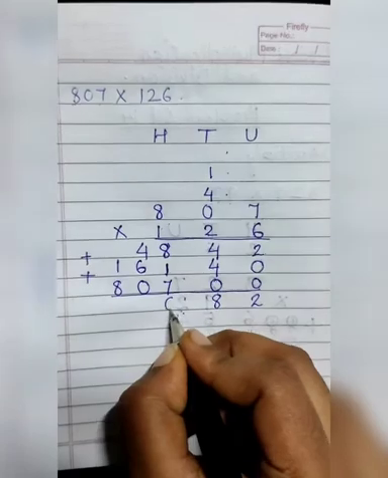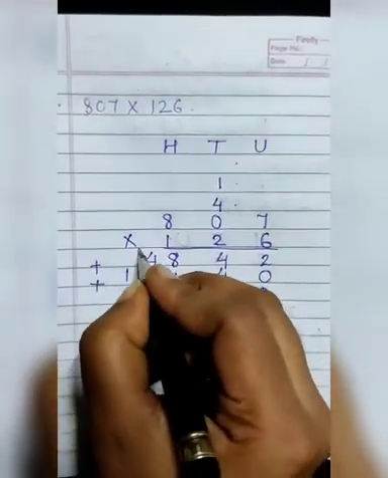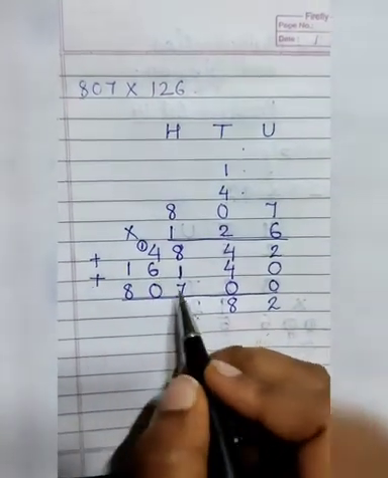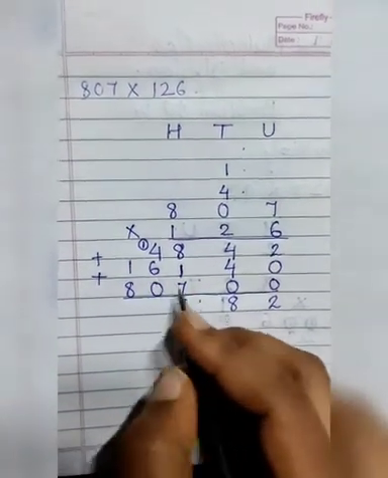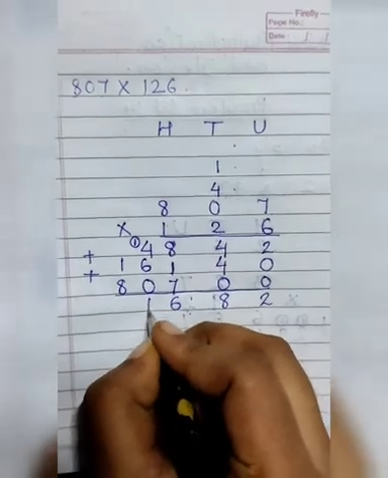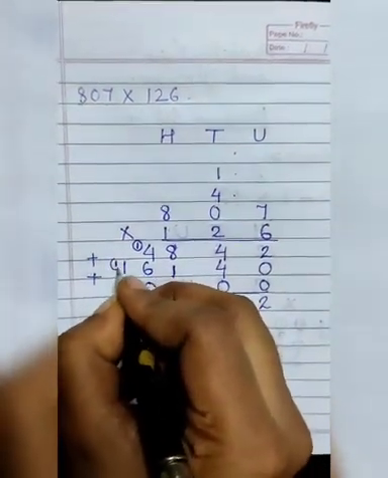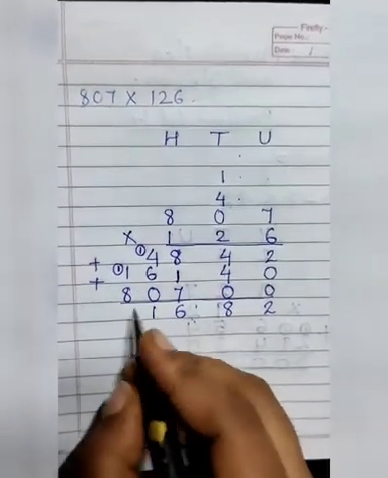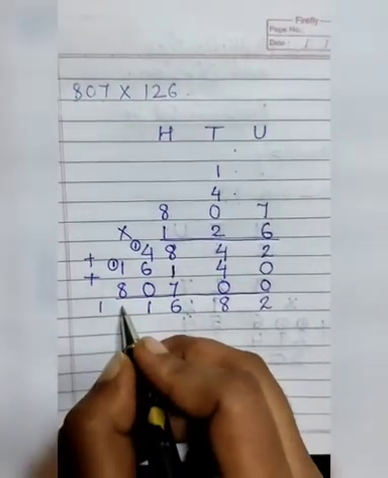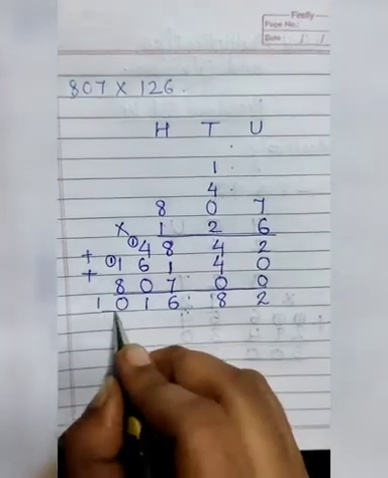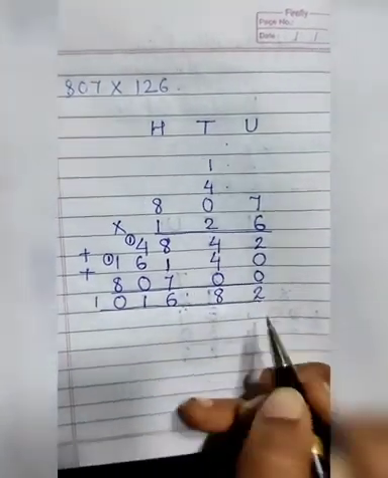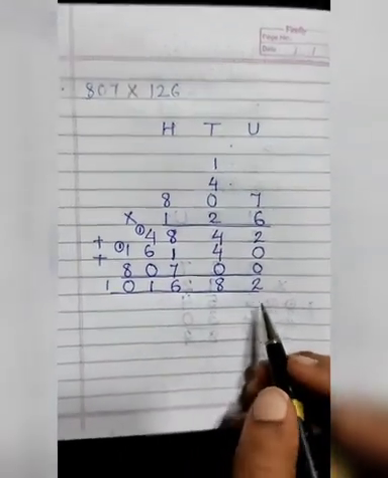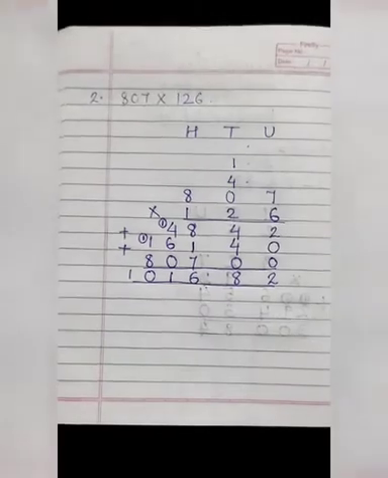So we will write here 6 and 1 we will do carry over here. Then 1 plus 4 will be 5. 5 plus 6 will be 11. And 11 plus 0 will be 11. So 1 I am going to write here and 1 I am going to give carry over here. 1 plus 1 is 2. 2 plus 8 will be 10. So our answer is 10,16,082. So this is the way you have to write.